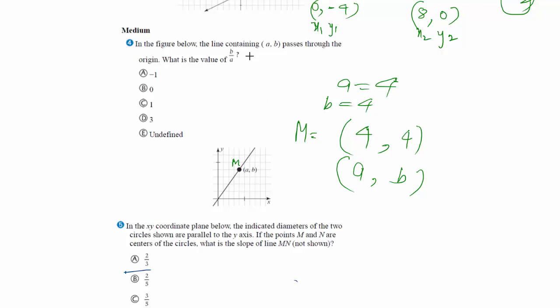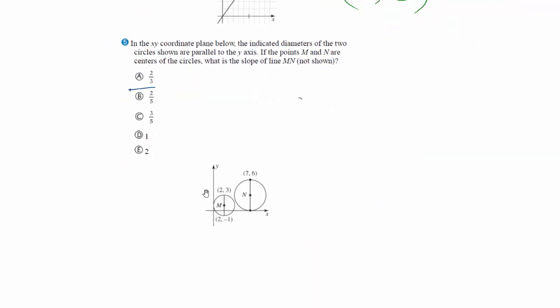And we have to calculate B divided by A. So B divided by A will be 4 divided by 4, that is 1. So option C is the right answer. Now let us see question number 5, which is the hard question of the SAT, but we'll make it easy.